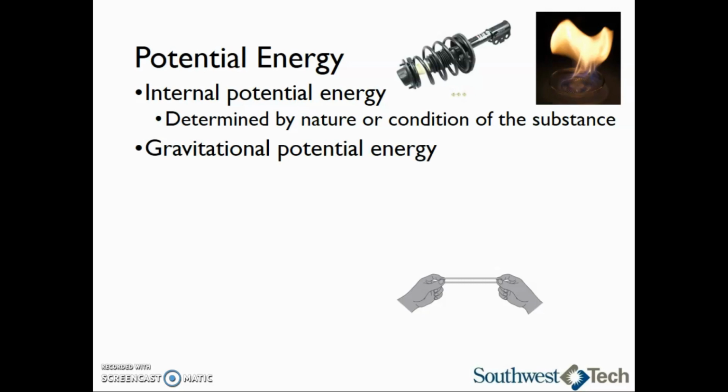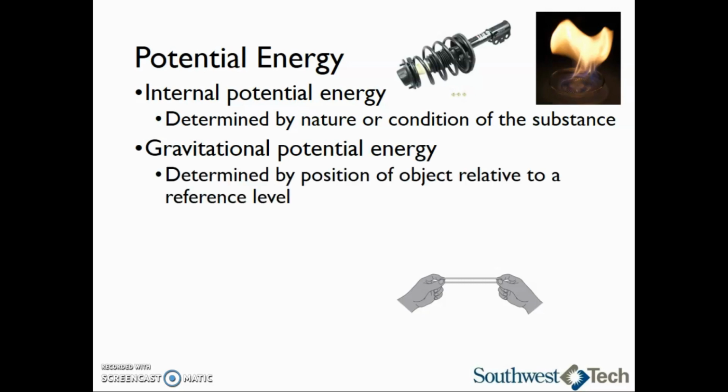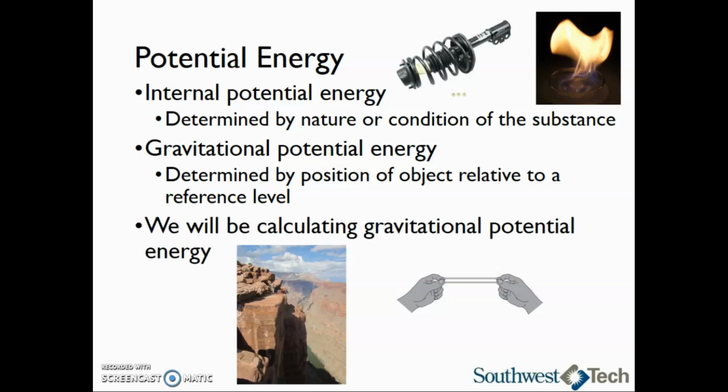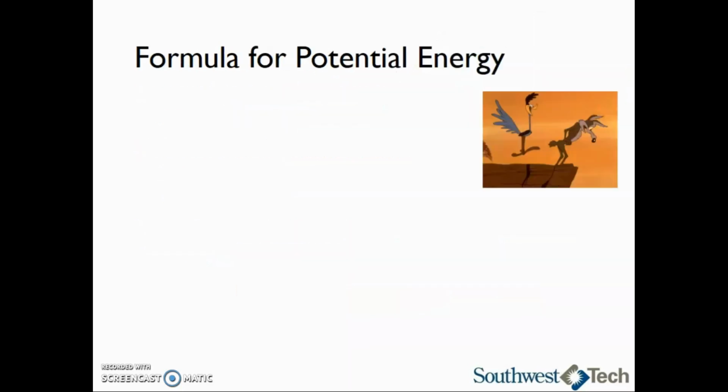Gravitational potential energy is the other form of potential energy. It is determined by the position of an object relative to a reference level. As an example, a rock on the edge of a cliff would have a lot of gravitational potential energy relative to the ground. In this class, we will only be calculating gravitational potential energy. We won't be doing anything else with internal potential energy. From here on out, when I say potential energy, I am talking about gravitational potential energy.